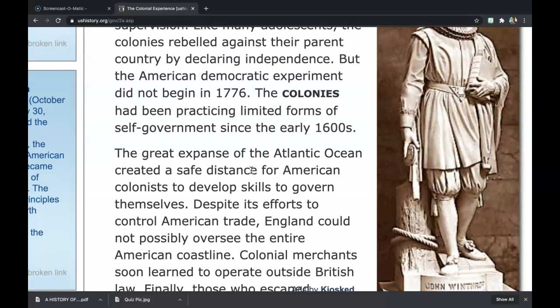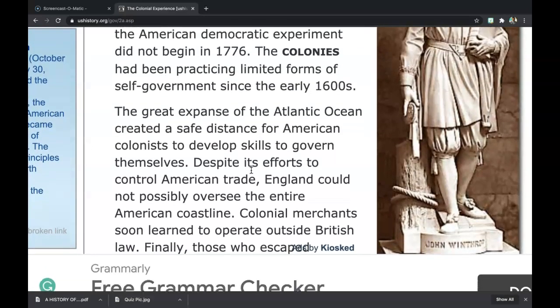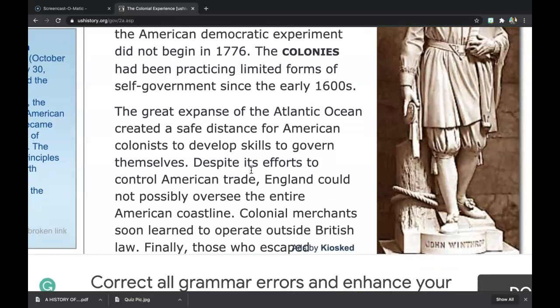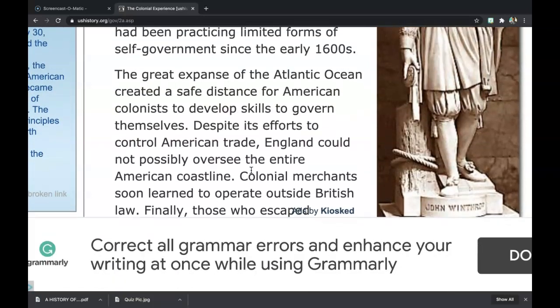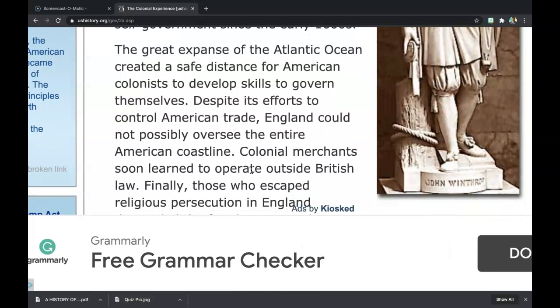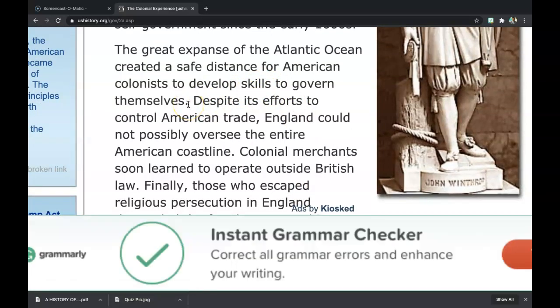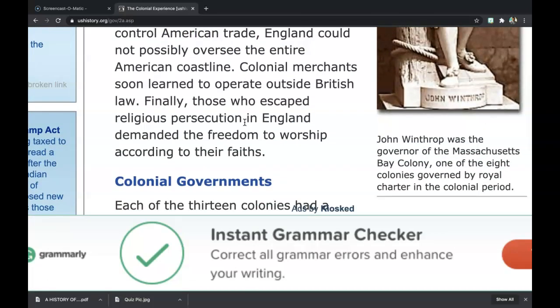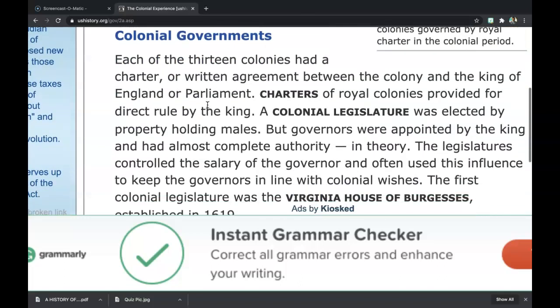But the American democratic experiment did not begin in 1776. The colonies had been practicing limited forms of self-government since the early 1600s. The great expanse of the Atlantic Ocean created a safe distance for American colonists to develop skills to govern themselves. Despite its efforts to control American trade, England could not possibly oversee the entire American coastline. Colonial merchants soon learned to operate outside British law. Finally, those who escaped religious persecution in England demanded the freedom to worship according to their faiths.